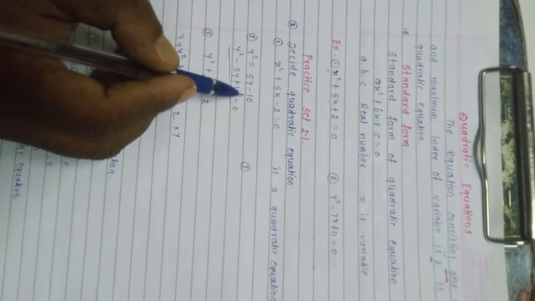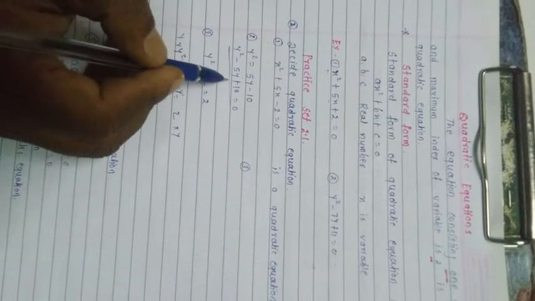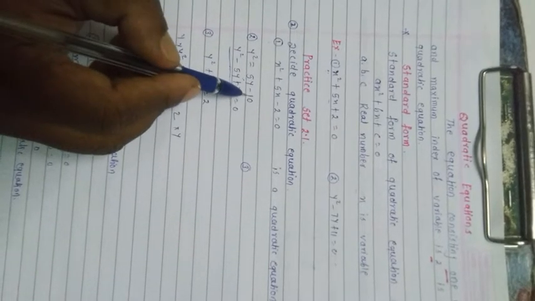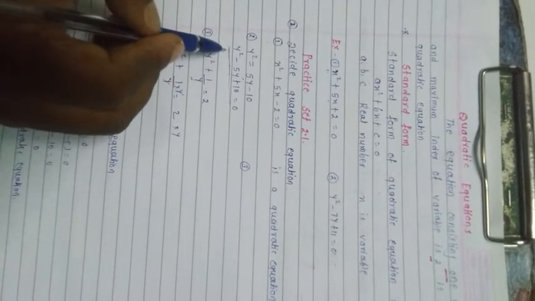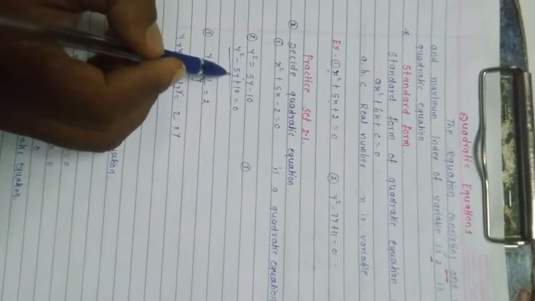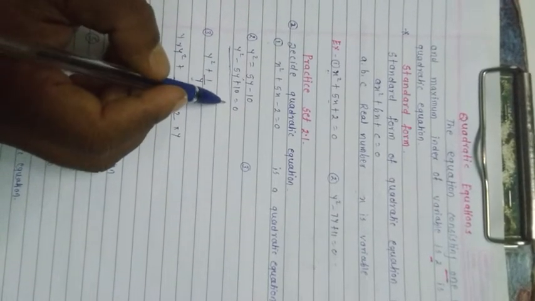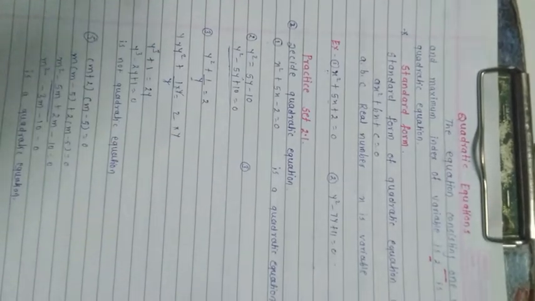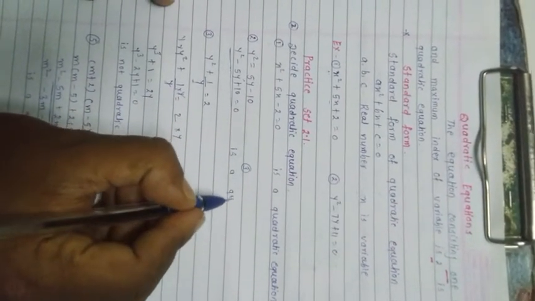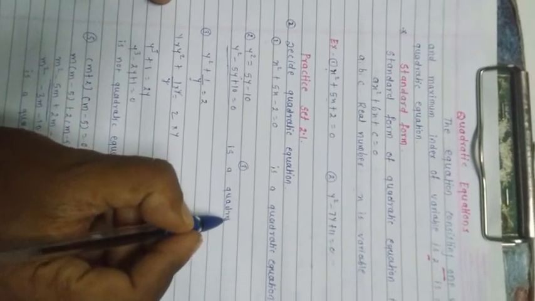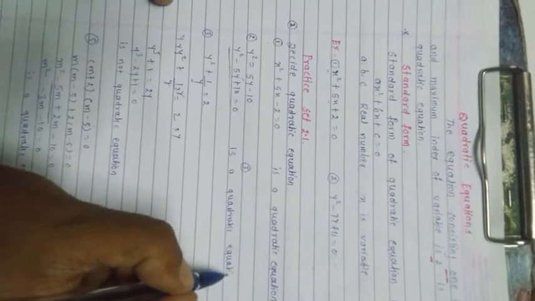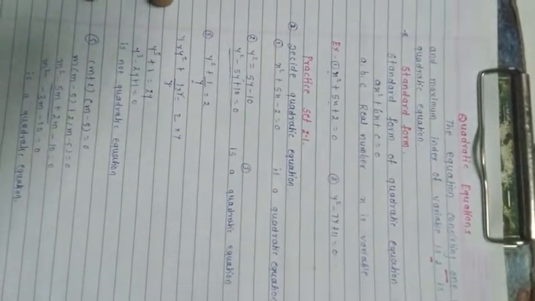Now we have to rearrange the given equation in the standard form. This 5y becomes minus 5y to the left hand side and minus 10 becomes plus 10. Now the equation so formed is y square minus 5y plus 10 is equal to 0. Therefore it is a quadratic equation. Why? Because it satisfies the conditions of definition.